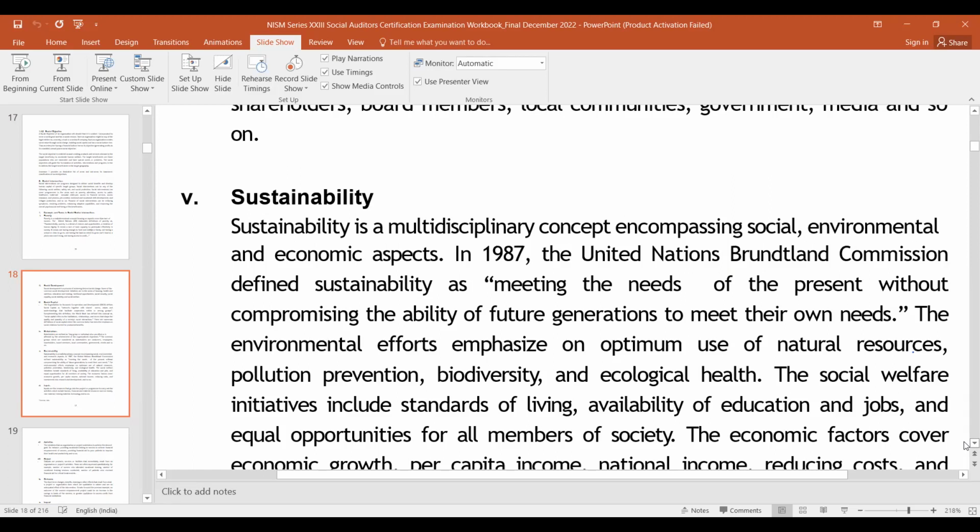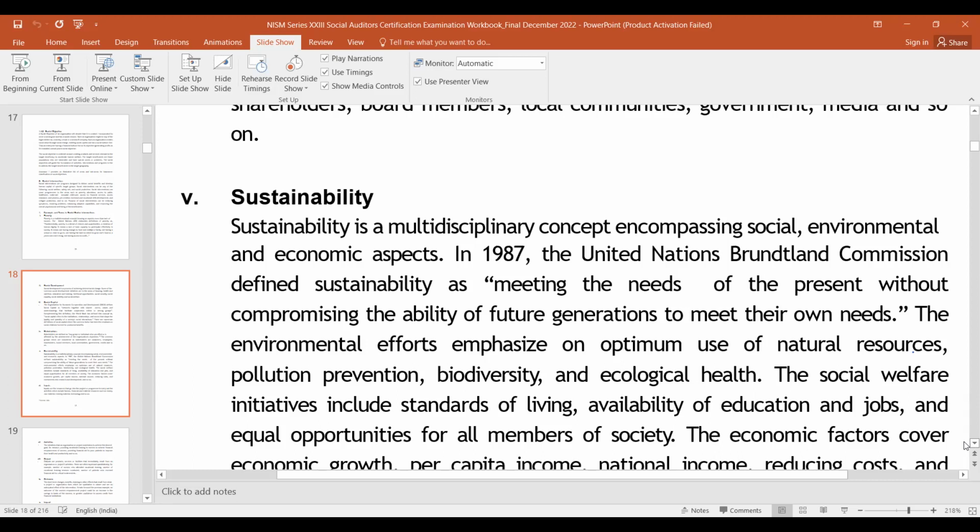The environmental efforts emphasize optimum use of natural resources. Then pollution prevention. What could be the example of this pollution prevention? If you are mandating industries that, okay, you have to install an effluent treatment plant, your industry is such that, okay, effluents will be discharged.